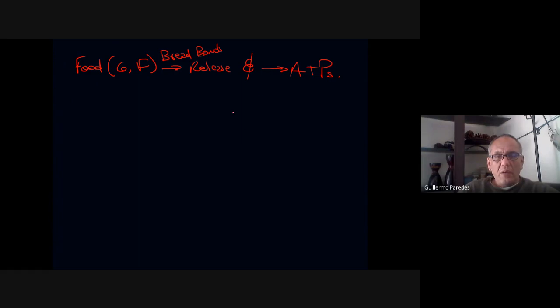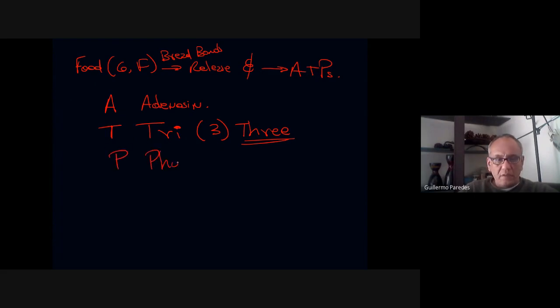Now, what is an ATP? In ATP, A means adenosine, T means three, right? Three, of course. I don't know how to write three, but three is the prefix. And P means phosphate. Three means phosphate. All right, so we have here the adenosine, like this.